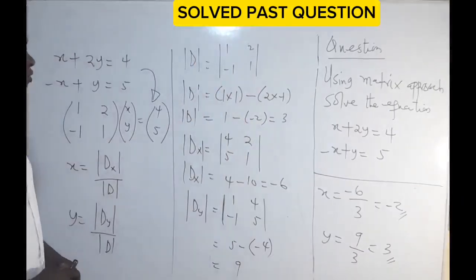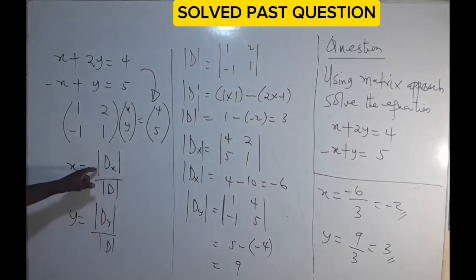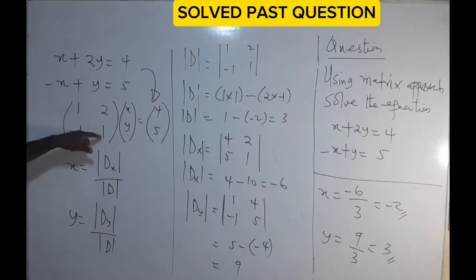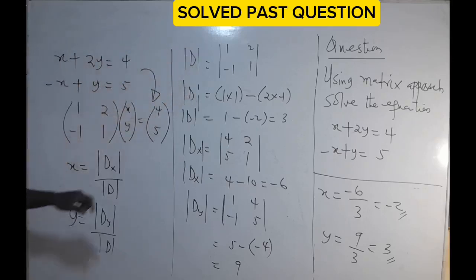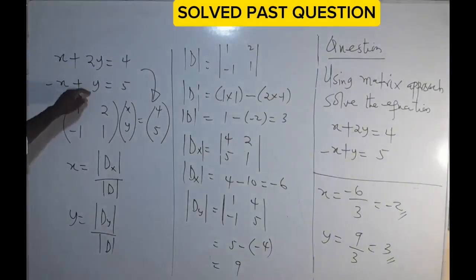Take note, what is important is your dx, d, and dy. I repeat, for the matrix D itself, the coefficient of x here is 1, the coefficient of y here is 2, the coefficient of x here is minus 1, and the coefficient of y here is 1. That will be the matrix D, the coefficients of the variables. Now for dx, take note that the constants replace the coefficients of x when you are finding dx. This is important. So instead of 1 and minus 1 representing the coefficients of x in both equations, 4 and 5 will substitute that. That's why we have 4, 5 here. But the y coefficients, 2, 1, will be the same.